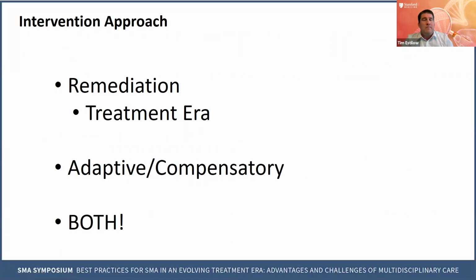So what do we do? Do we remediate? Do we try to get these kids stronger? Do we work on flexibility? Do we work on endurance? Do we do an adaptive compensation approach?